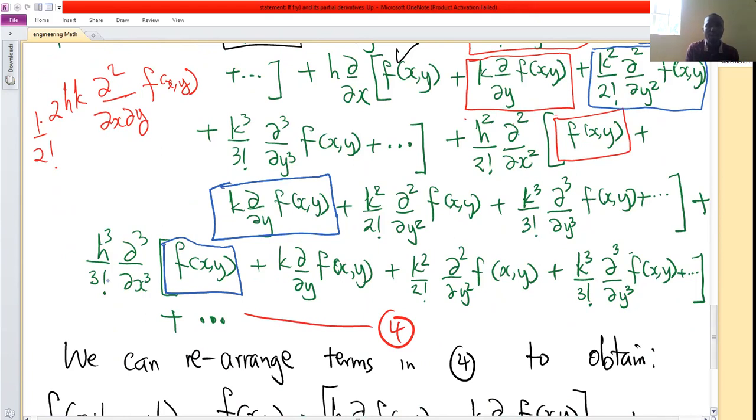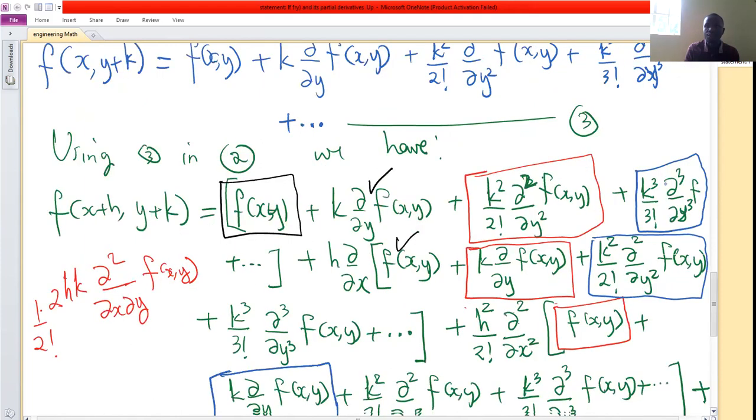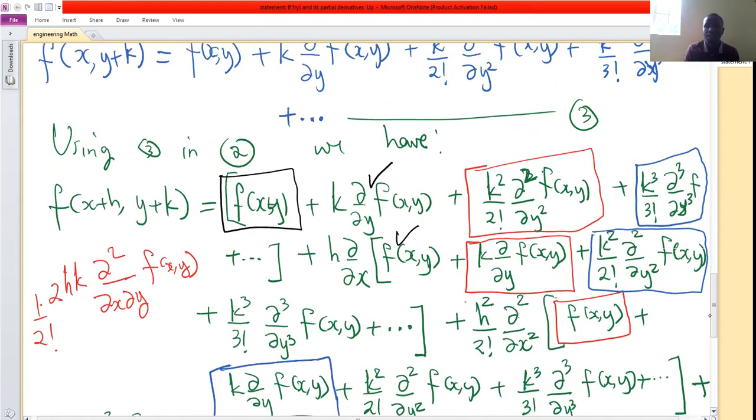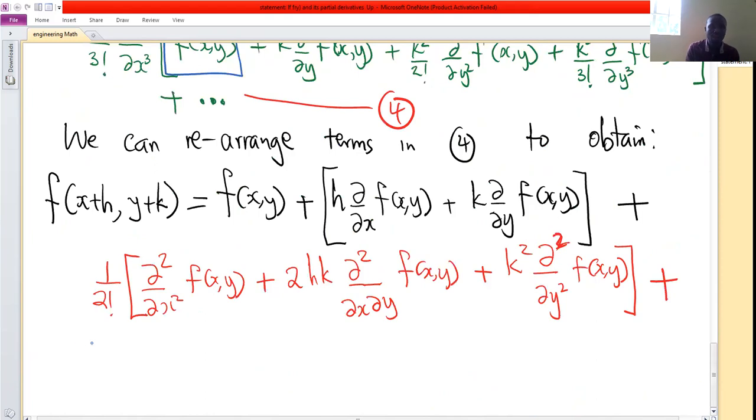And then I can see a 1 over 3 factorial here, and the other one was also 1 over 3 factorial. So what I can do is factor it out. I have 1 over 3 factorial, and then I start with the x one, so I'll have partial power 3, partial x power 3, f of x comma y, plus.